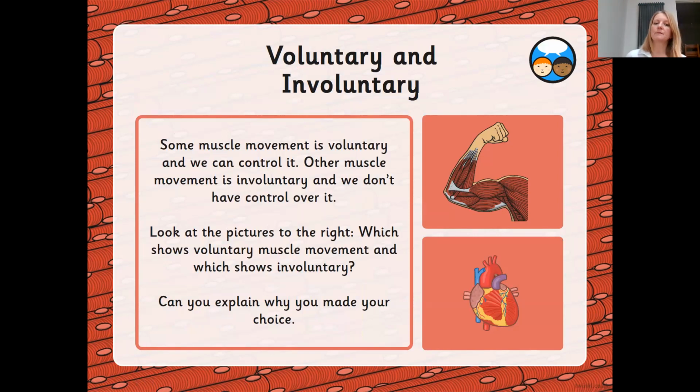move. So some muscle movement is voluntary and we can control it. So if I wanted to reach for my cup of coffee, I've sent some messages from my brain to my muscles to reach forwards and pick up my mug. And that is me sending messages and wanting that to happen.